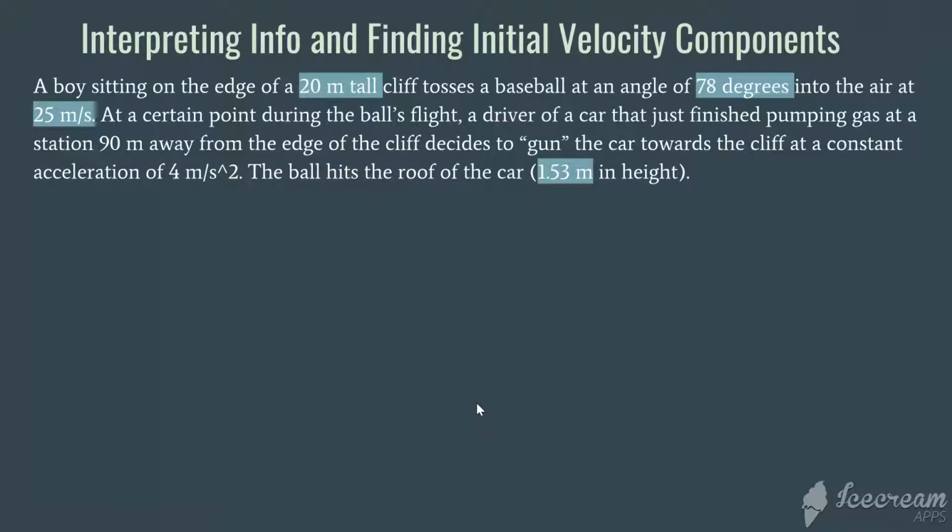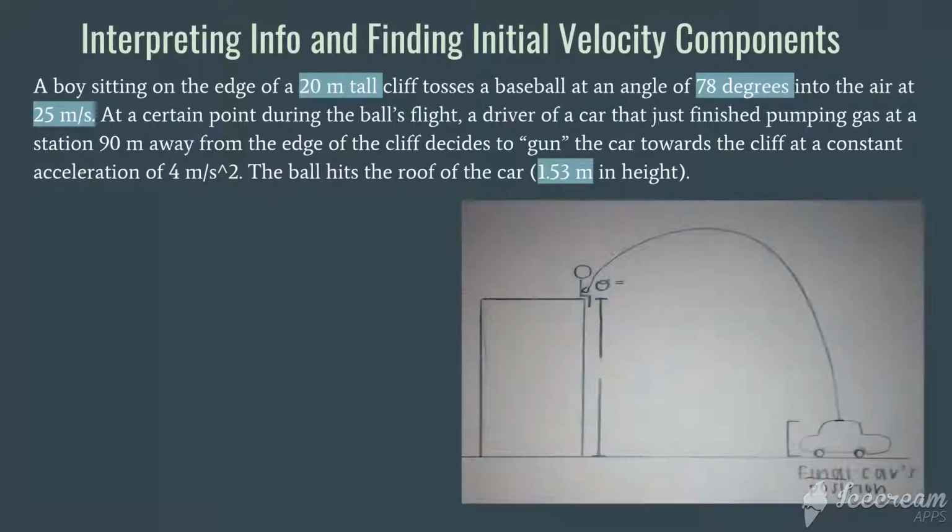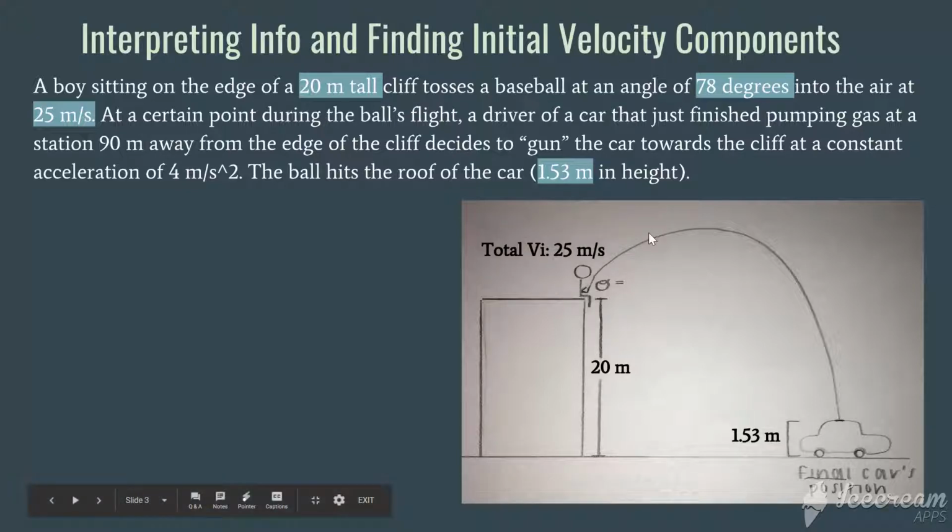So with this information, we can draw a diagram to better visualize all the parts we are given in the initial problem. The cliff is 20 meters tall, so I'm just going to fill that in. The car is 1.53 meters tall. The ball's initial total velocity is 25 meters per second, and the boy throws the ball at an angle of 78 degrees.